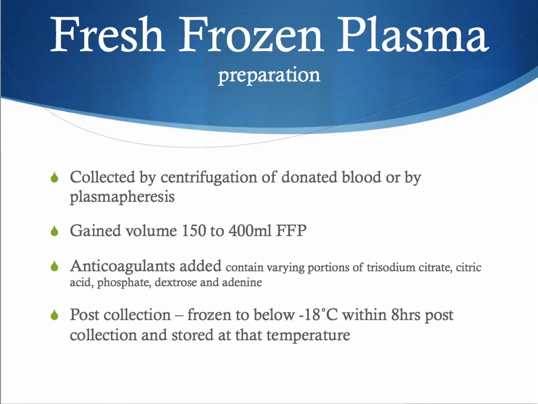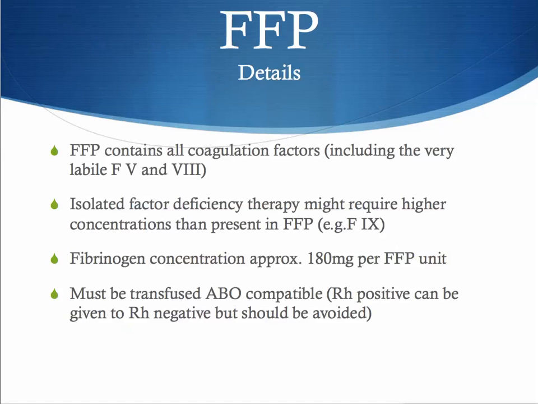After collection, this component is frozen below minus 18 degrees within 8 hours after collection, and it can be stored for a relatively long time. FFP contains all coagulation factors, including the very labile factor 5 and factor 8, which are in smaller amounts, depending on your storage time and your preservation success. But these are the weak spots, factor 5 and factor 8. So therefore, you can treat a lot of isolated factor deficiencies with FFP, but you might need a lot more than if you would use isolated factor supplementation.